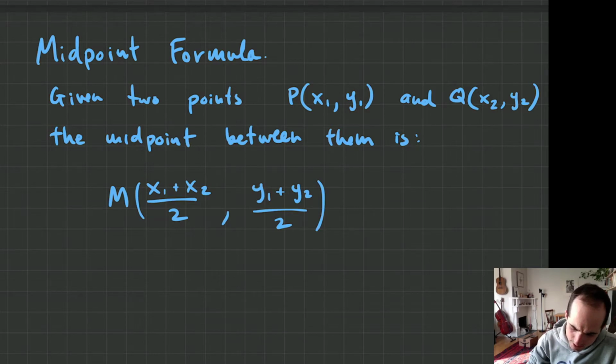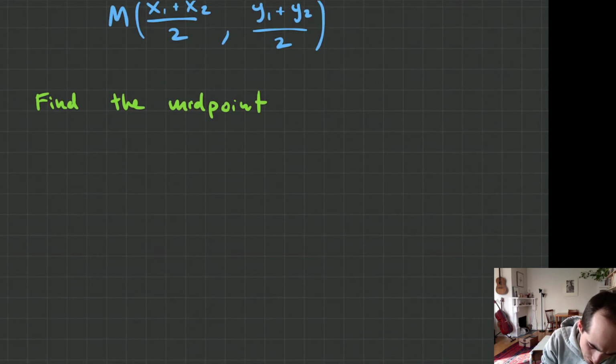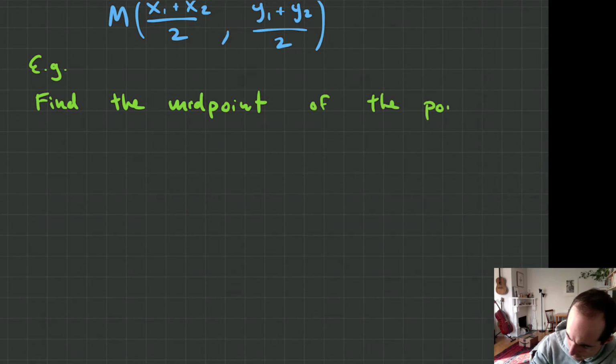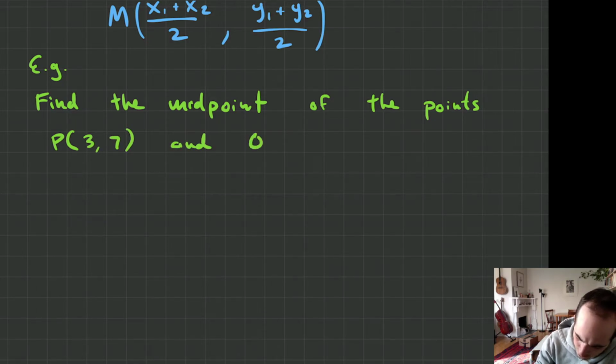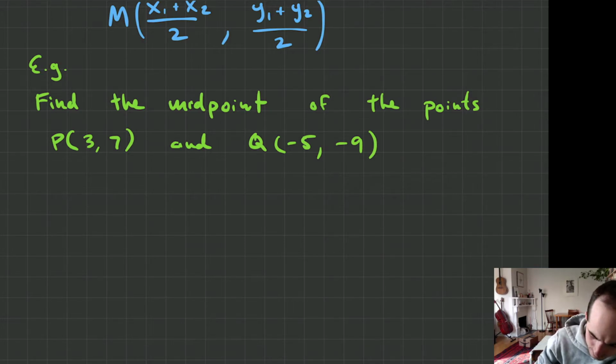Yeah, let's do another example. So let's find the midpoint, and this is an example, right? E.g. So find the midpoint of the points. Let's say P of let's say 3, 7, and Q, which is, let's say, -5 and -9. Okay, so we'll find the midpoint of those 2 points.